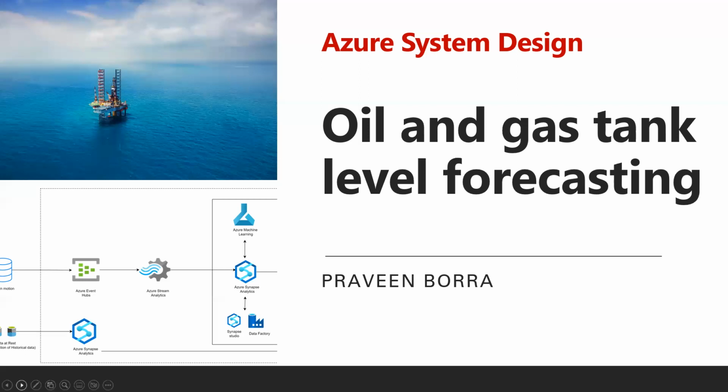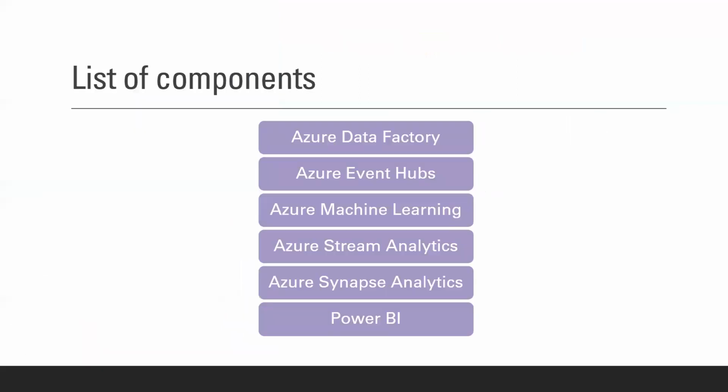Okay, let me start with the list of components that we use for this system. So here are the list of components that we need to design this architecture. Azure Data Factory, Azure Event Hubs, Azure Machine Learning, Azure Stream Analytics, Azure Synapse Analytics, and Power BI. Before I move to the architecture part, I will quickly discuss this list of services and why we use these services in Azure.